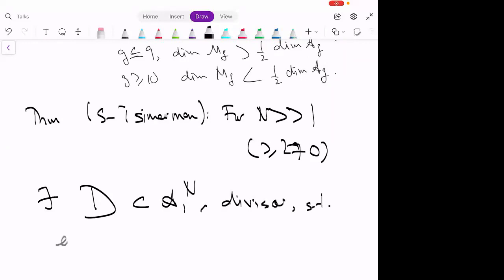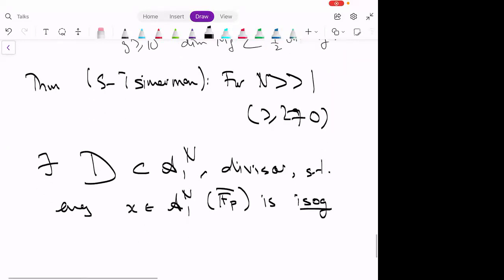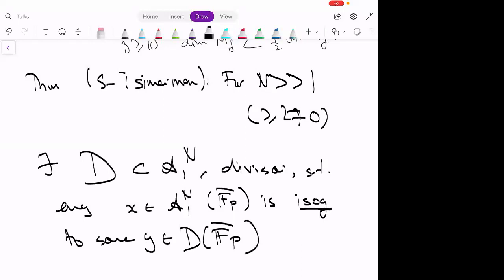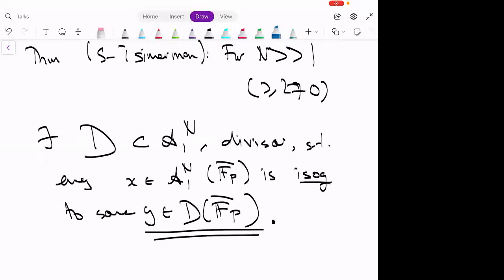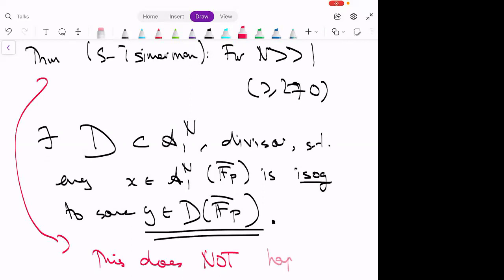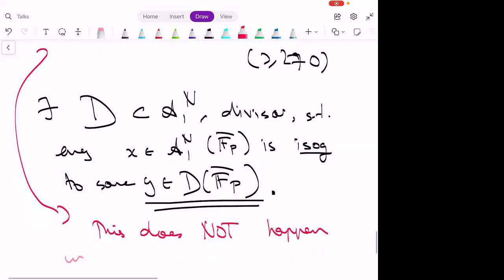such that every FP bar valued point of the divisor is isogenous to some point in the divisor. So I should have said every point of A_1 to the n is indeed isogenous to some point on the divisor. And needless to say, this does not happen in characteristic 0.